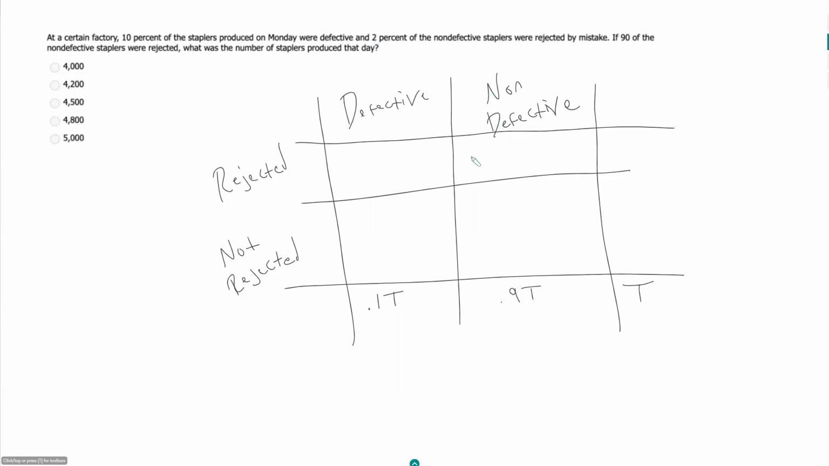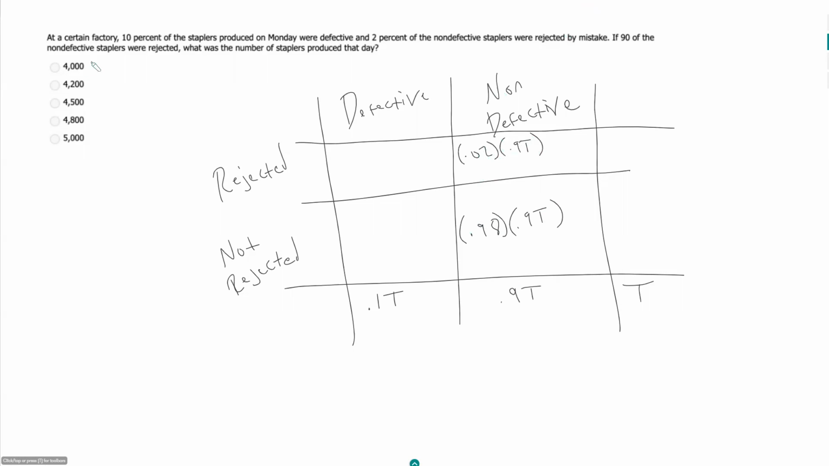So that is 0.02 times 0.9 T, and maybe I won't multiply this out just quite yet. I want to set it up first. So if 2% of the non-defectives were rejected, that means 98% must have not been rejected. So that would be 0.98 times 0.9 T.